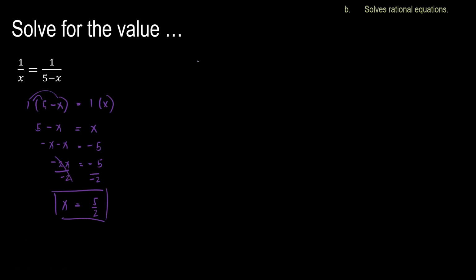Okay, let's substitute. From the original equation, we have 1 over x is equal to 1 over 5 minus x. Let's substitute. So, we have 1 all over 5 halves and 1 all over 5 minus 5 halves. First, let's do the left-hand side. So, 1 all over 5 halves is also equal to 1 divided by 5 halves.